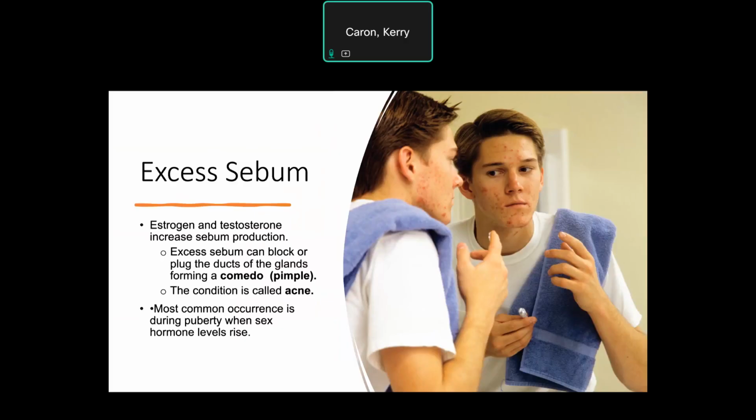Sometimes sebum is not our friend, and when we get excess sebum, we can get acne. This happens with puberty. Estrogen and testosterone tend to increase sebum production. A pimple is a comedo. What happens is that excess sebum plugs the ducts, bacteria gets trapped, and then you get a condition known as acne. A lot of times this is an unfortunate occurrence of puberty.